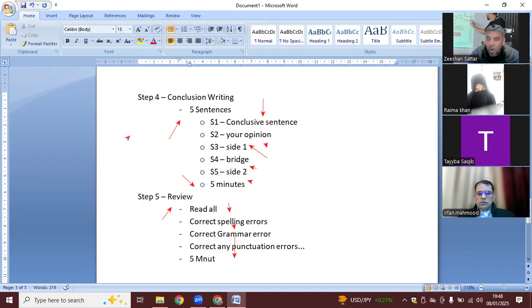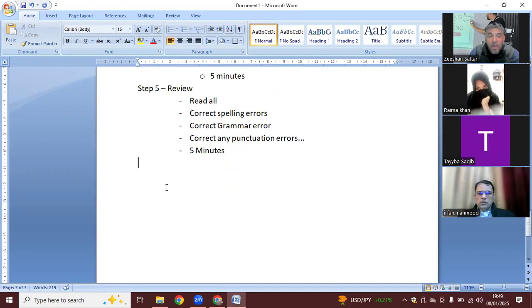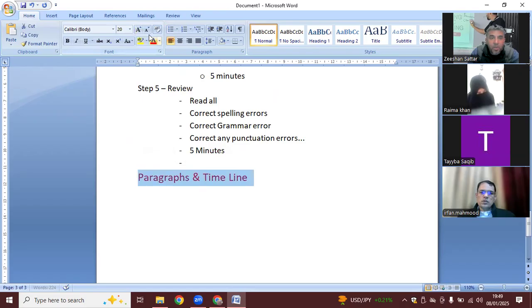So if somebody asks me now, let's say, Zeeshan, how many paragraphs are there? I'm rewriting here the paragraphs and the timeline of the essay. If somebody asks me this, I'm telling you that the paragraphs and the lines, I'm going to work in this way. The paragraphs and the lines have the timeline.